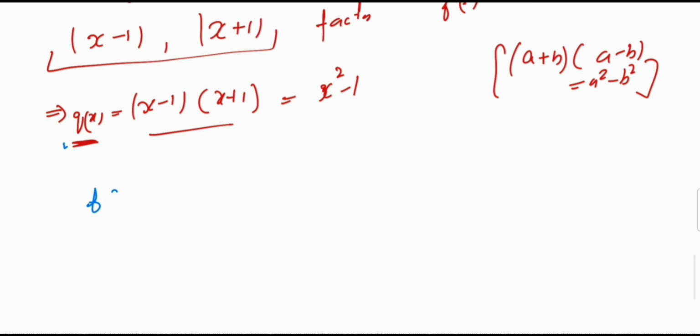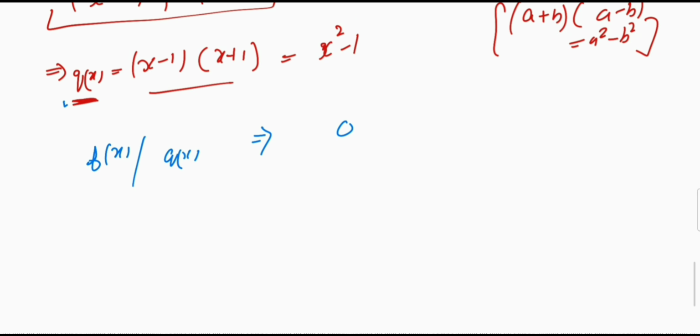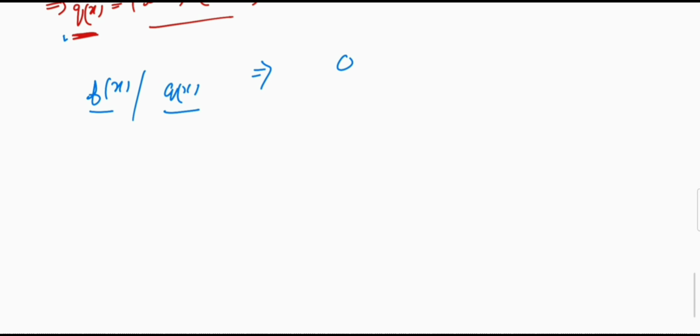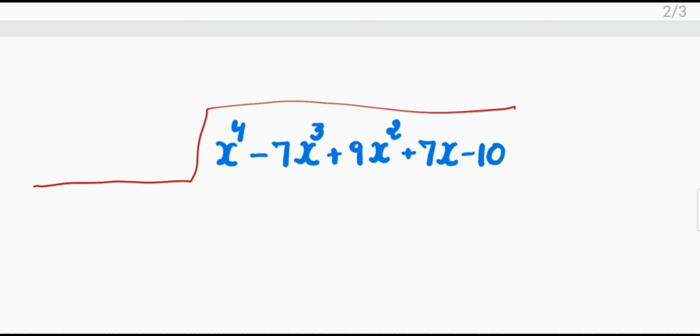If we divide f(x) with q(x), the remainder will be equal to 0. Now we will divide this f(x) with q(x) to find out the other two roots of this polynomial. So now we'll divide f(x) with q(x), which is x square minus 1. Here you should know how we divide a polynomial with a polynomial.